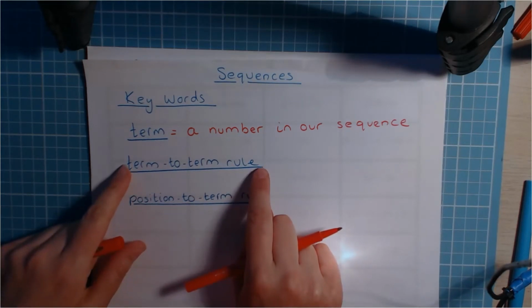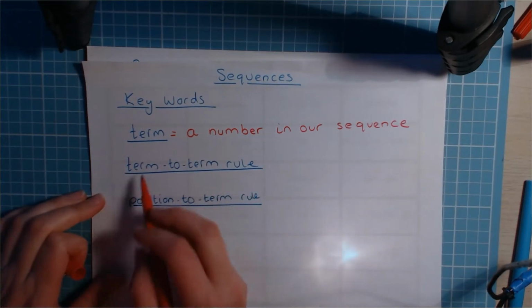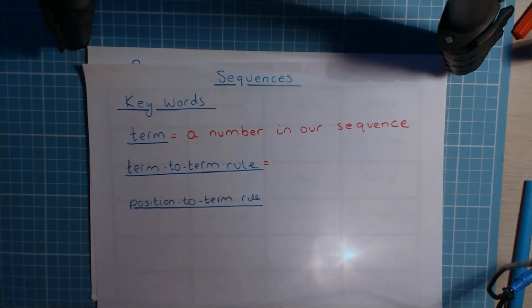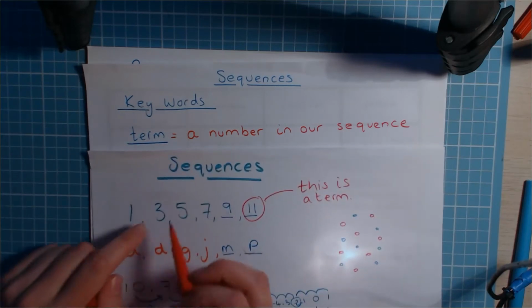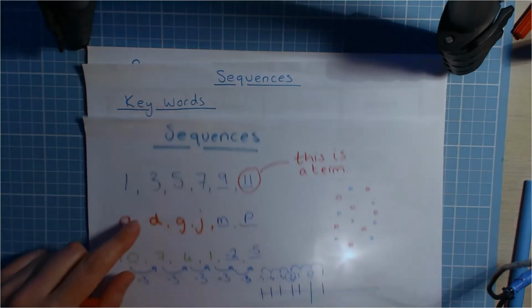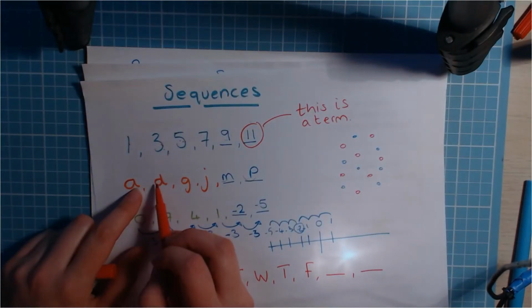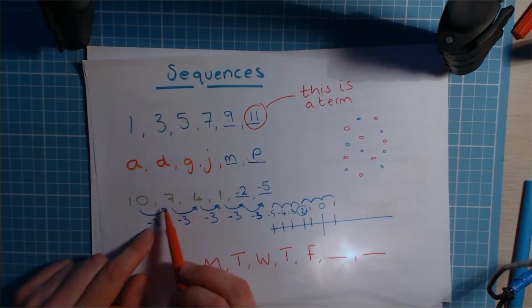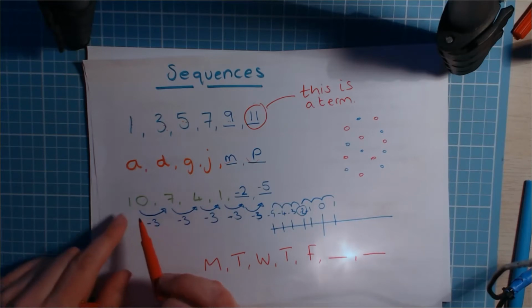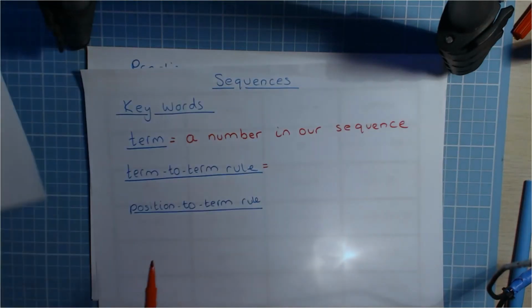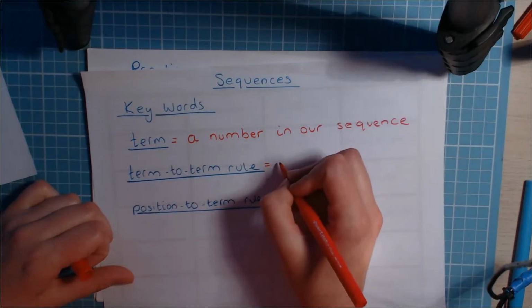Now, this is the one we're going to be looking at particularly today, term-to-term rule. The term-to-term rule is the rule which tells us how to get from one term to the next. And in this case, we were adding 2, weren't we? Here we were adding 3 letters, moving along 3 letters in the alphabet. And this time, our term-to-term rule was to subtract 3. How did we get from one term to the next? We subtracted 3.